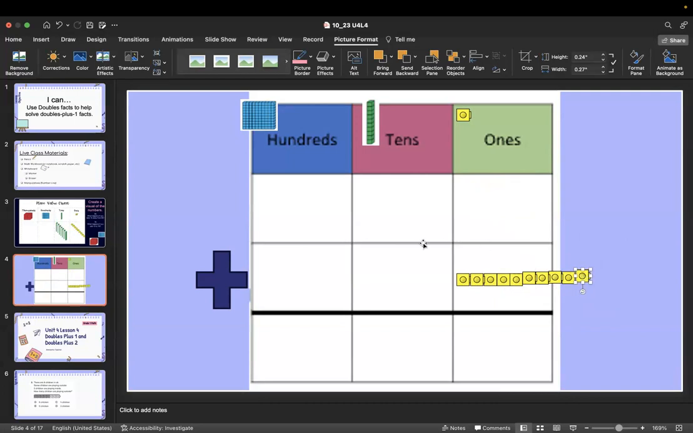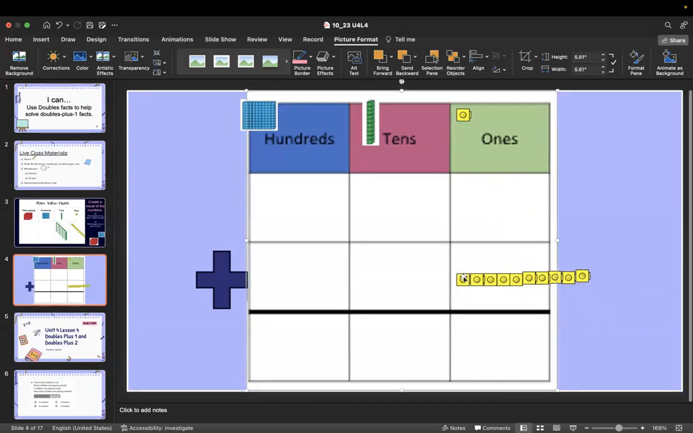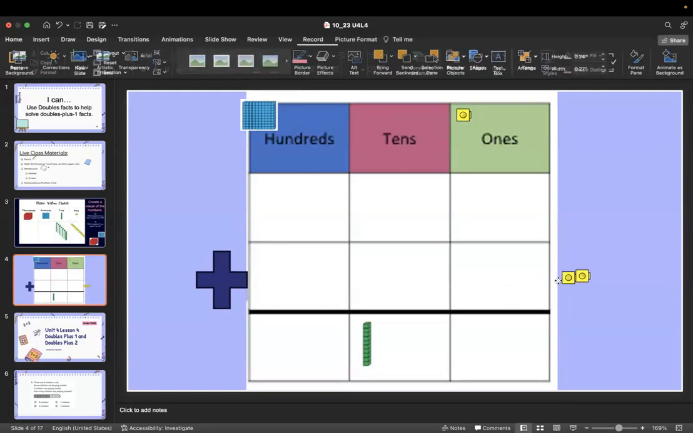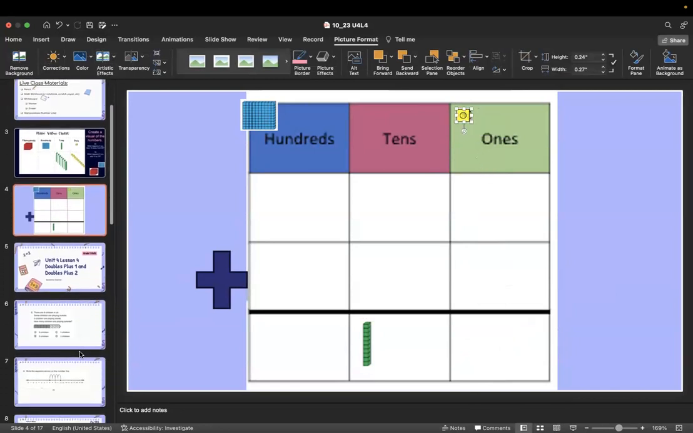If you said that we had to get rid of this because now it's a 10 stick, it would go over here into the tens place, and then we'd have nothing left in the ones. Completely done. The ones are empty because we made a 10 stick. We moved all of our ones cubes over to the tens. Okay, let's keep moving along.